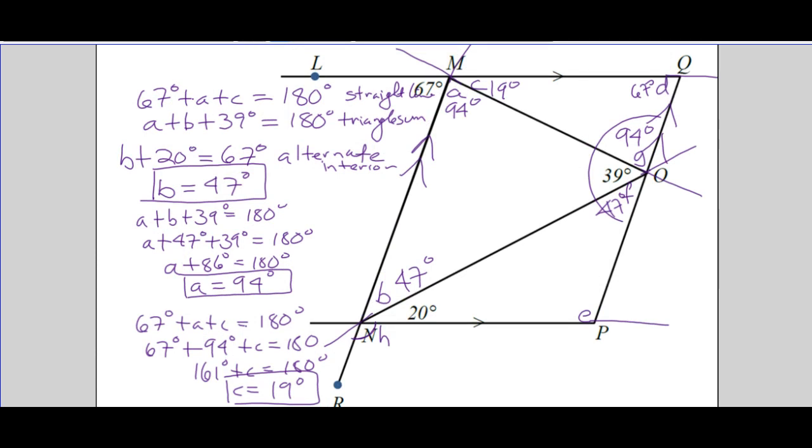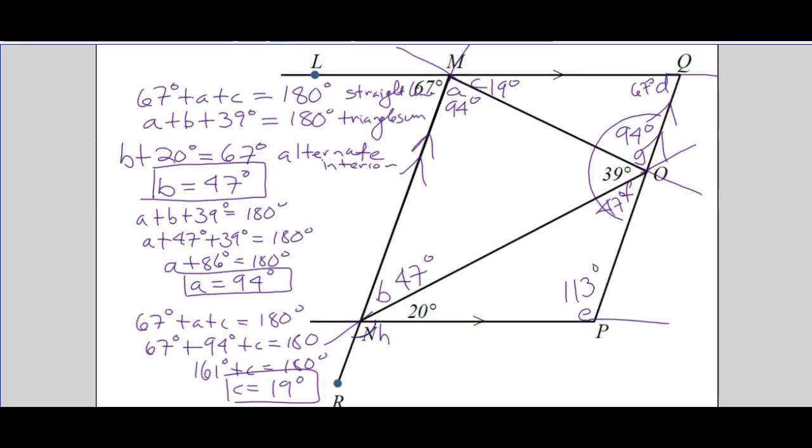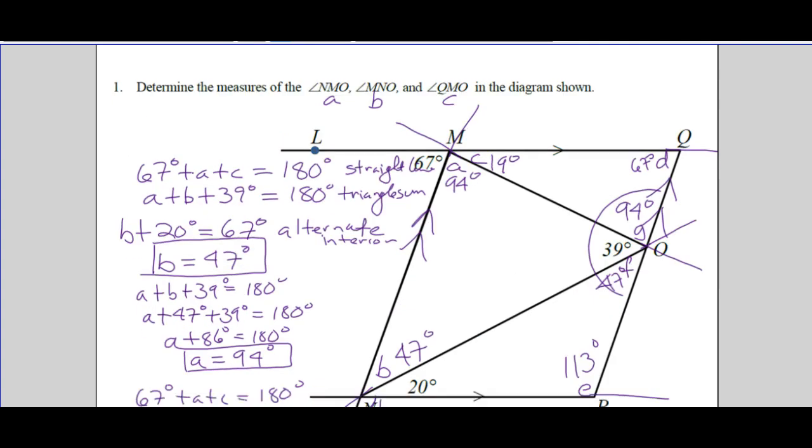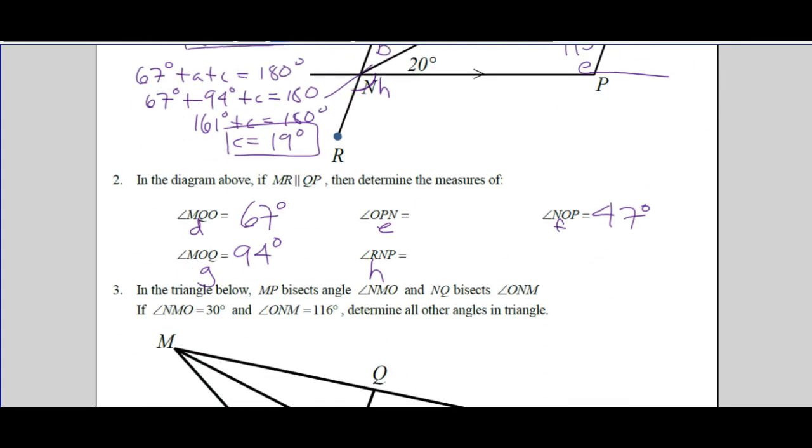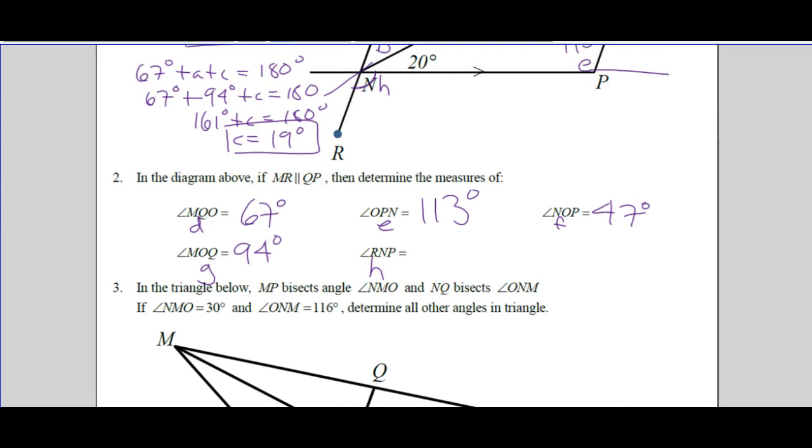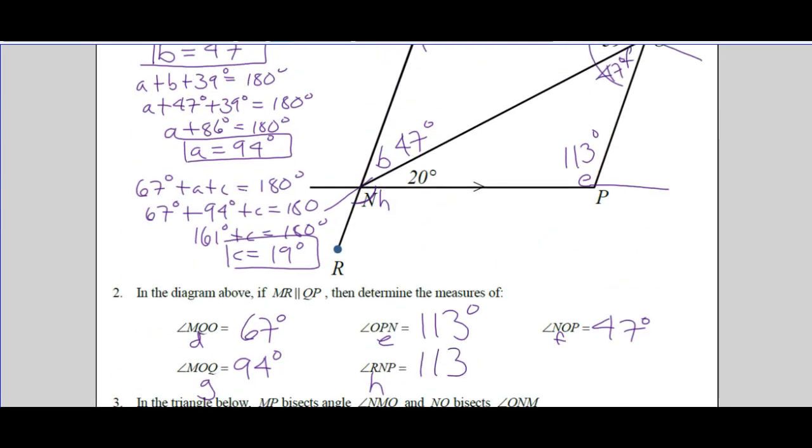Okay, what else? We've got F, so you're talking about E. What's E? 113. Reason? 180 minus 67, which is 113. So E is 113. And what's H? 113. You've got a lot of reasons. This is the exterior angle, which is equal to the, oh no, sorry, never mind. It's just that this makes a straight line, and we've got 67, and that's 113. Or these are alternate interior angles.